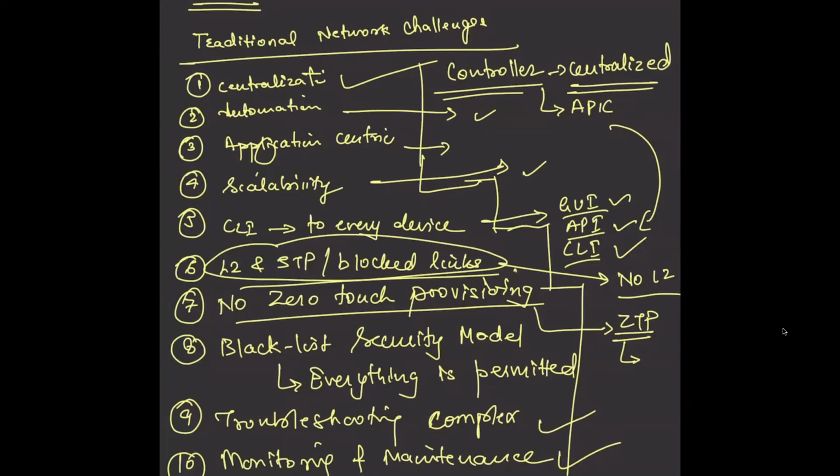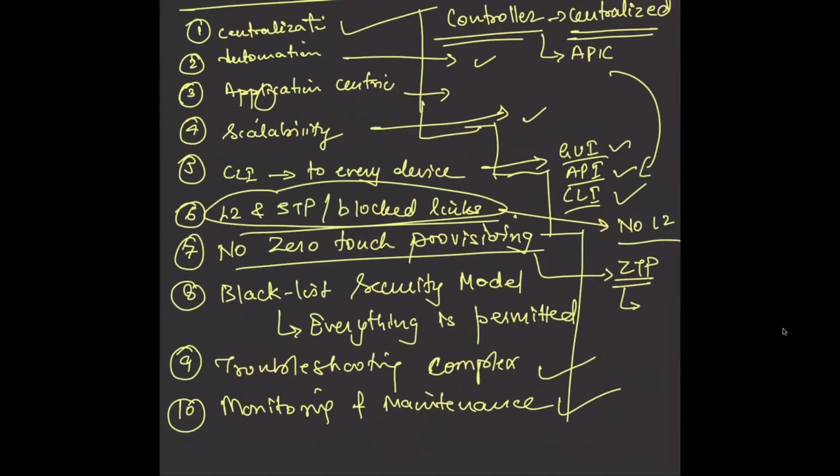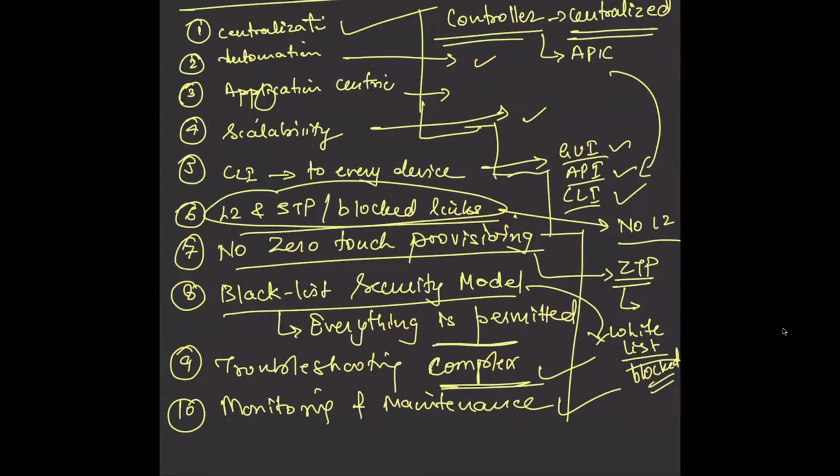Then here in ACI, you will have a whitelist model, as compared to a blacklist model. So what is going to happen is no device, or right now I can say no VLAN, can talk to any other VLAN. There is a concept of EPG here, but we're going to discuss it later on. So no device can talk to each other unless you allow it. All the communication is by default blocked, which in the traditional setup is permitted. Your troubleshooting is not as complex as you have in your traditional network.